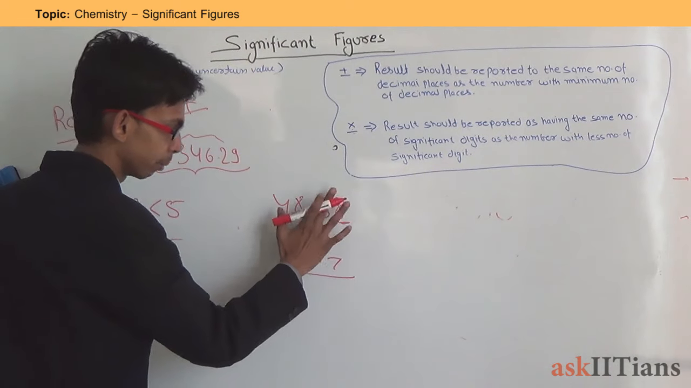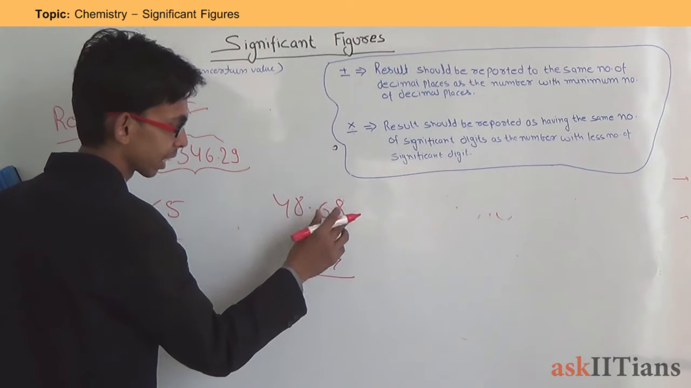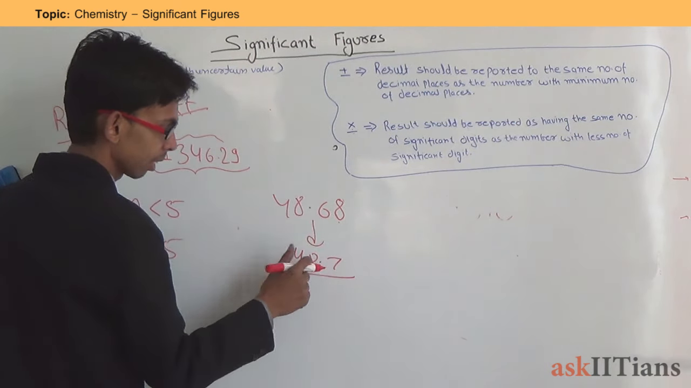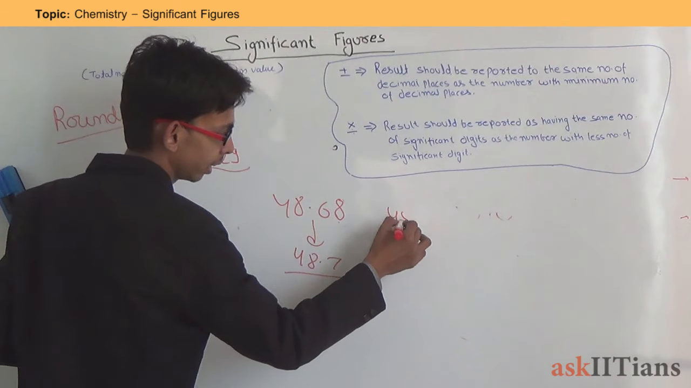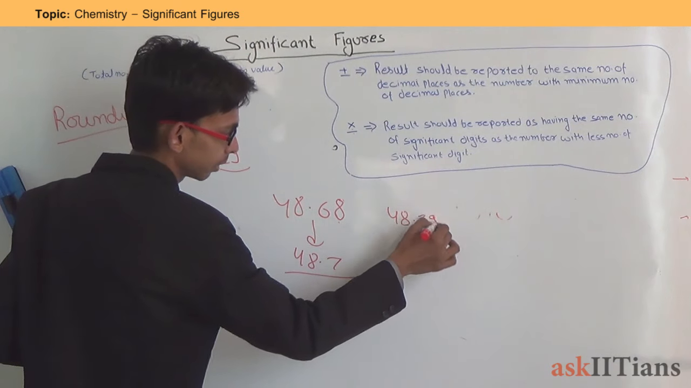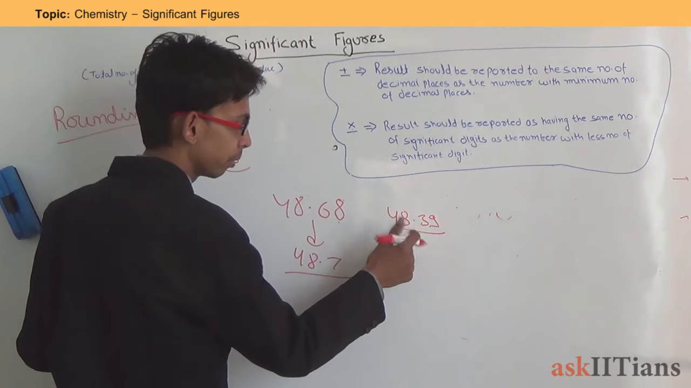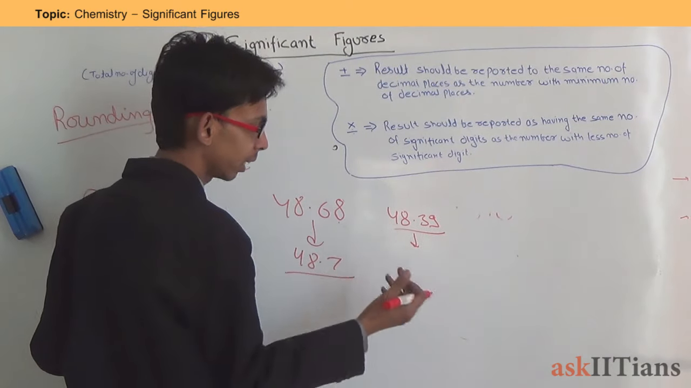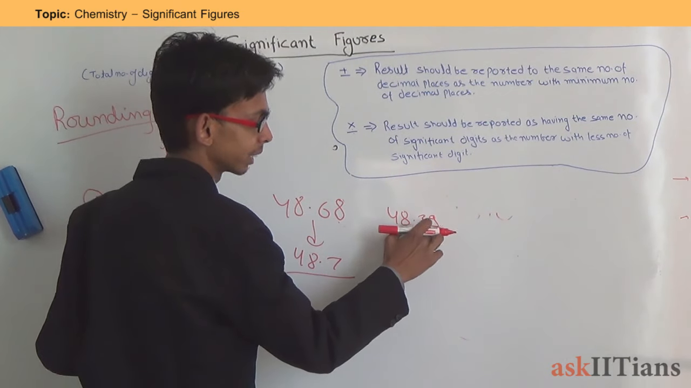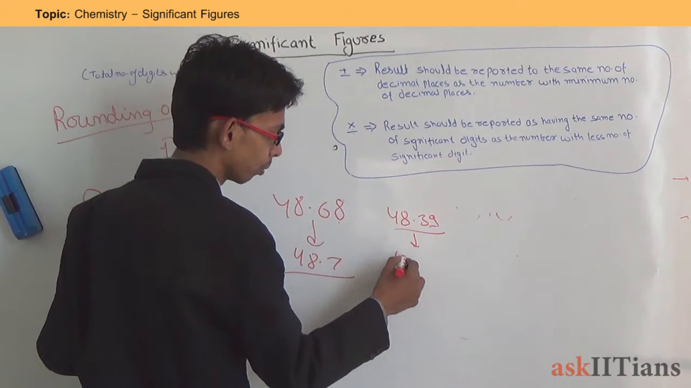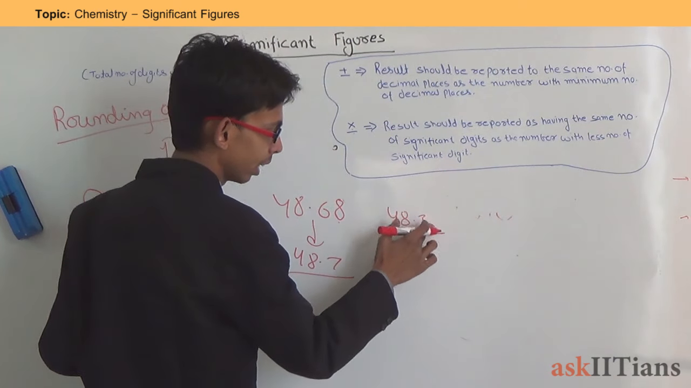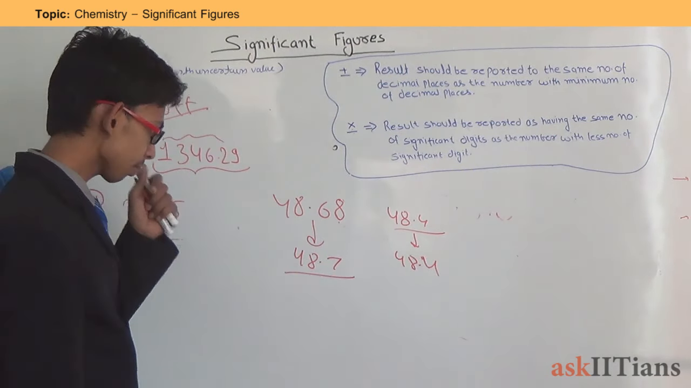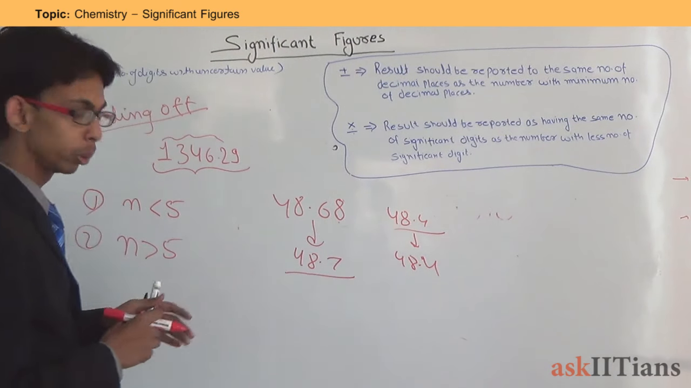We will remove this one, the last digit, and as it was greater than 5, so we will add 1 to the next digit, that means 6. And similarly, if we want 58.39, in that case, it has 4 significant digits and we want to round it off up to 3, that means we need to remove this last digit which is greater than 5. In that case, what will we do, we will remove this one and we'll add 1 to this one and we'll make it 48.4.